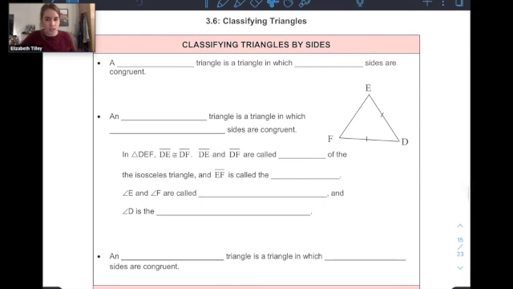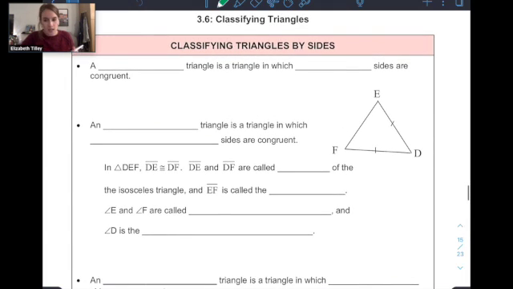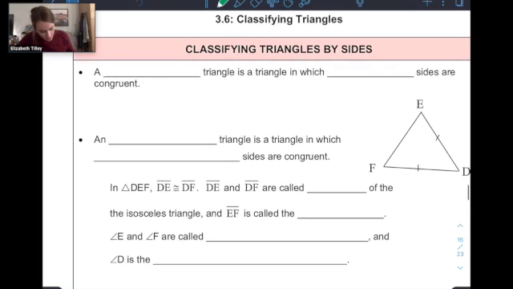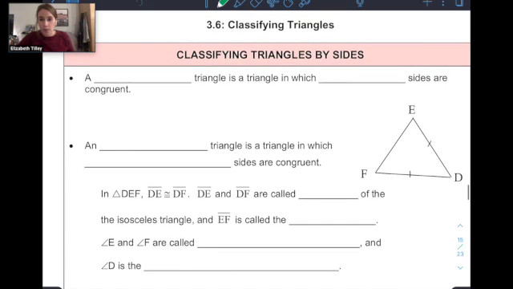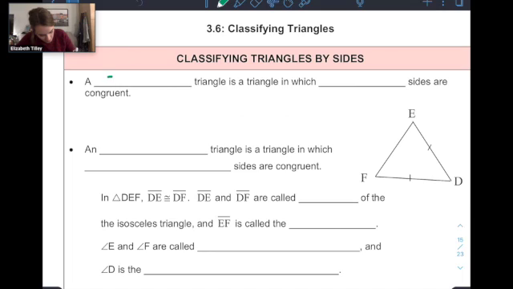So the first way that we can do this is our first type of triangle is going to be a triangle where none of the sides are the same length as each other. And I want you to think for a second here if you can remember what that is going to be. And it is called a scalene triangle. S-C-A-L-E-N-E. A scalene triangle is a triangle in which no two sides are congruent. So none of our sides are going to be congruent to each other.